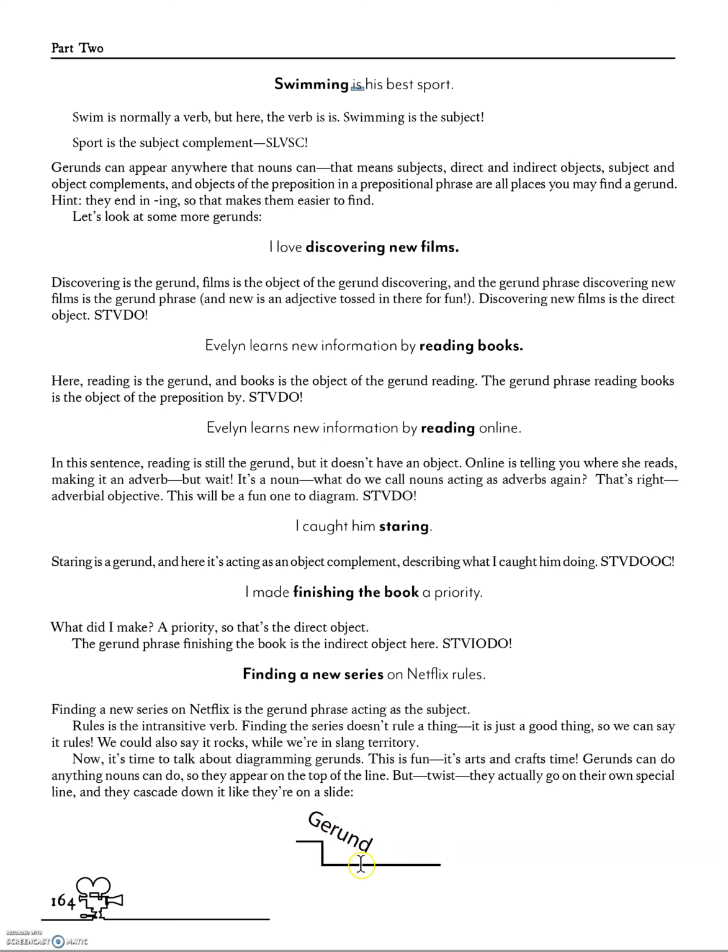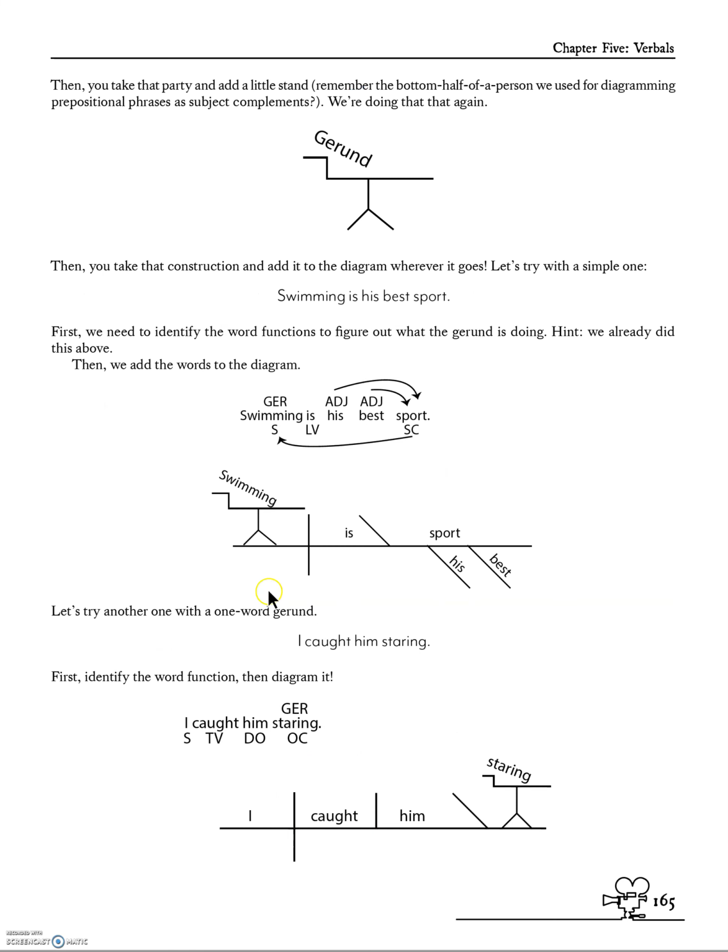That's fine. And then you're going to take this construction, the Z, you're going to put it on a stand like this, and then you are going to put it in the part of the sentence where it belongs. So if swimming is your subject, it goes here. So you have a little gerund stand, swimming. And then the rest of the sentence is as you would diagram it normally. So same thing, I caught him staring, staring's my gerund. All right, well, then staring goes over here. So you get to draw little stick figures now. We're drawing stands. It's a good time.